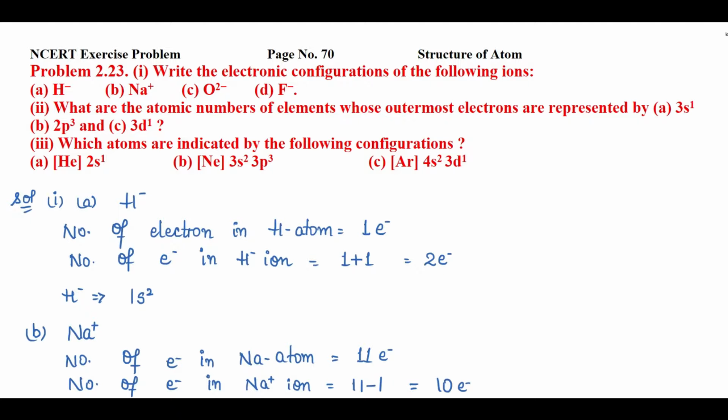In the second part, the question is: what are the atomic numbers of elements whose outermost electrons are represented by 3s1, 2p3 and 3d1? So this is the outermost electronic configuration. First of all, you have to fill the electrons in the orbitals till 3s1, then 2p3 and last one 3d1, right? So we will see the first problem first. Second part, A problem. Here we have the outermost electronic configuration 3s1, right? Now you'll write the complete electronic configuration.